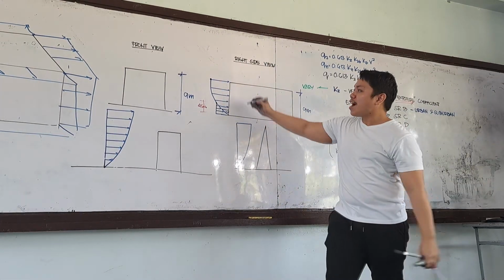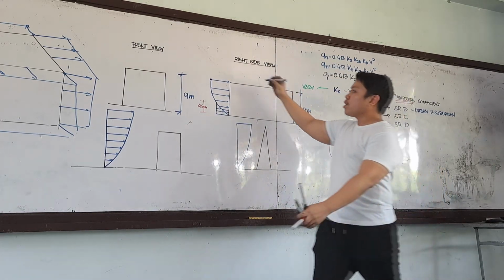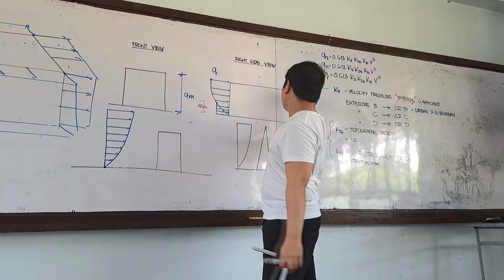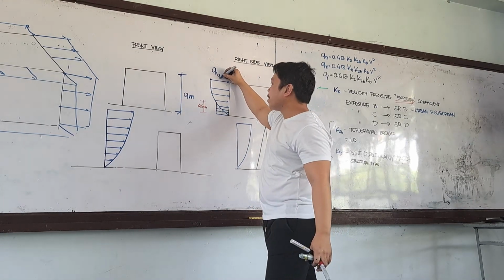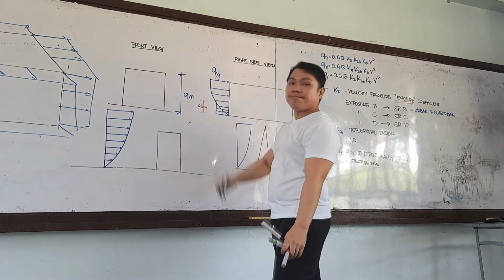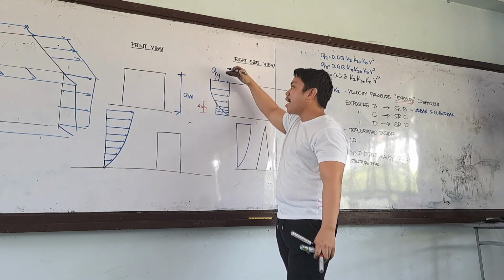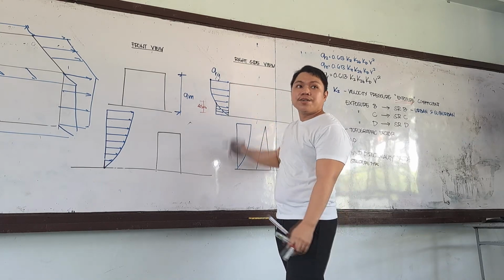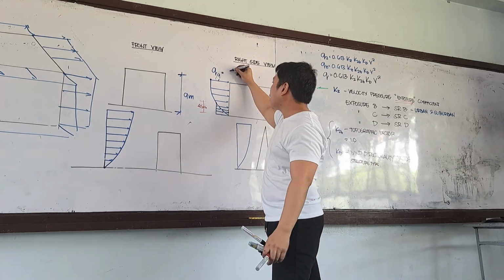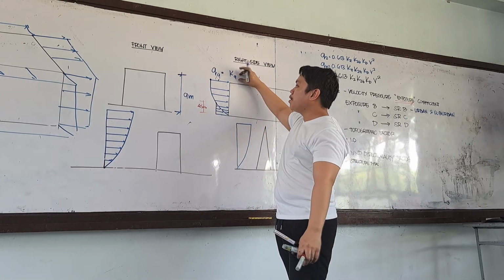So for short, our maximum value is referred to the height. So the value of q is always in reference. So this is q9. This is the velocity wind pressure at 9 meters above the ground level. That's why the K used is at 9 meters.